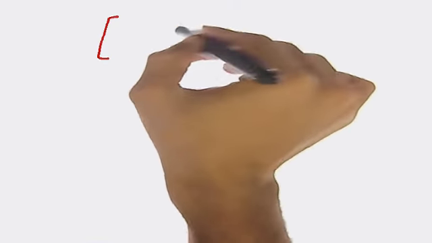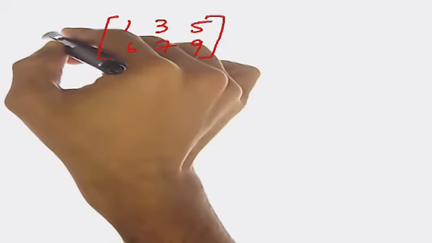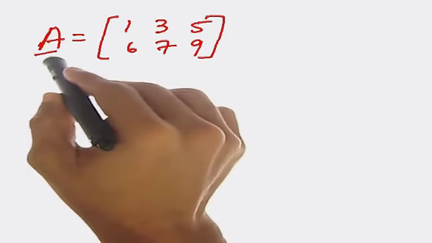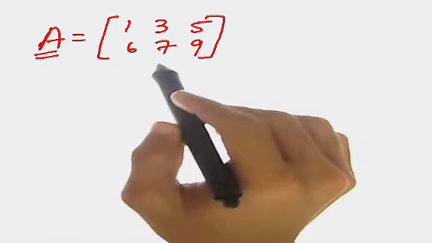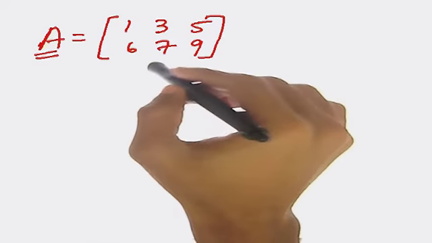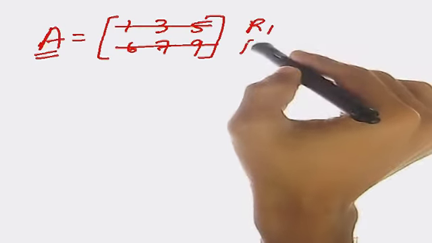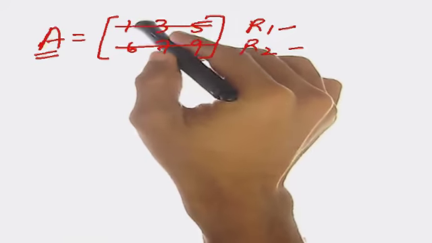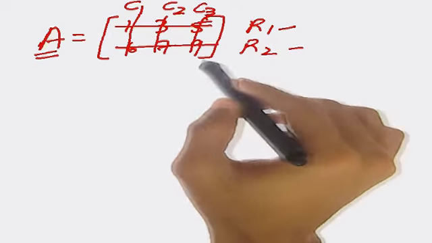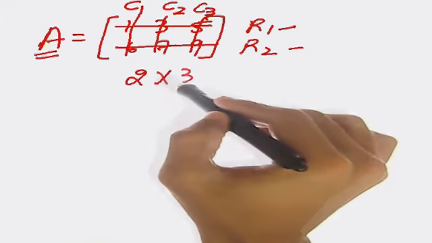Let's take another example of a matrix. Let's call it matrix A. Remember friends, a matrix can be assigned a capital alphabet. Here we are taking it as capital A. Now we'll discuss the order of this matrix. The number of rows in this matrix are 2, R1 and R2, and the number of columns, which are the vertical ones, are 3. So the order of this matrix is 2 by 3.